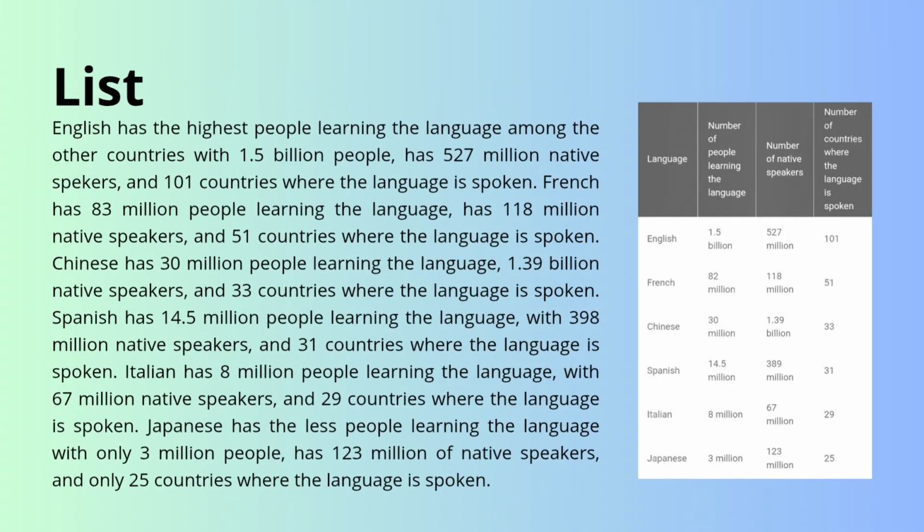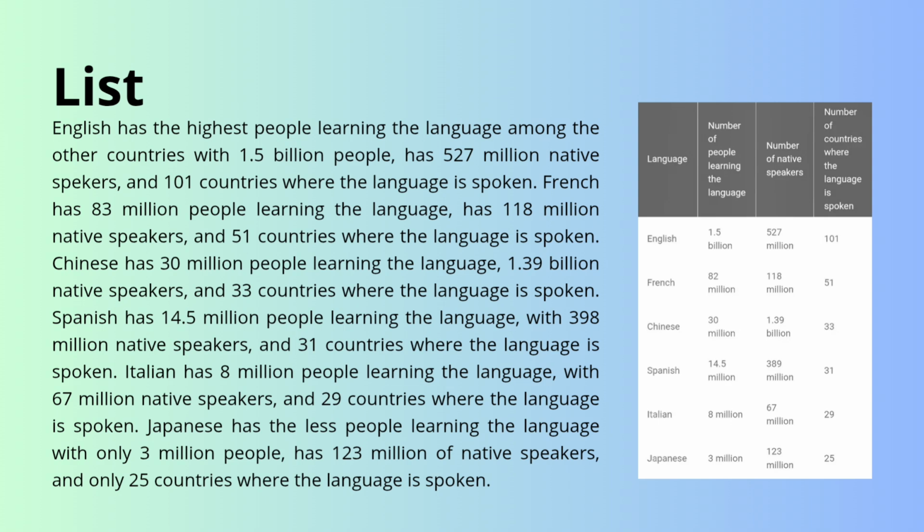English has the highest number of people learning the language among the other languages, with 1.5 billion people, 527 million native speakers, and 101 countries where the language is spoken. French has 83 million people learning the language, 118 million native speakers, and 51 countries where the language is spoken. Chinese has 30 million people learning the language, 1.39 billion native speakers, and 33 countries where the language is spoken.